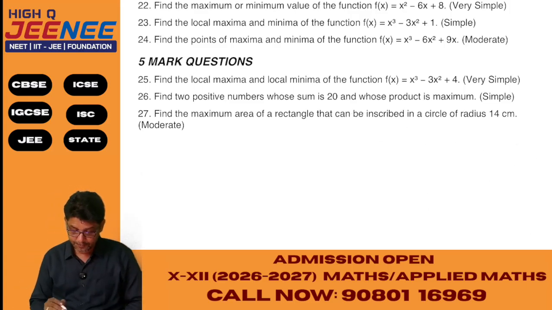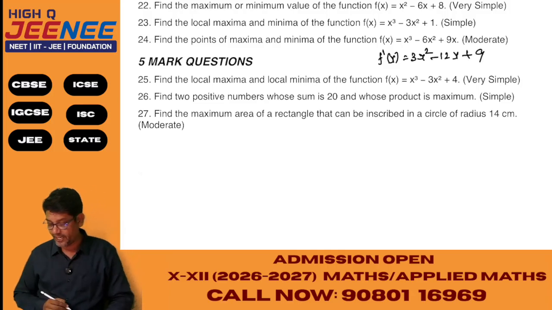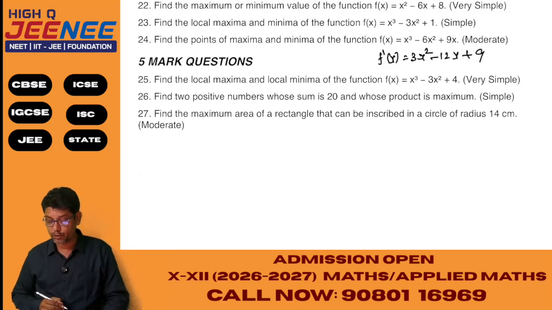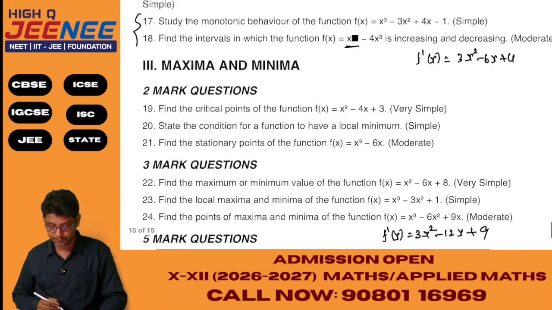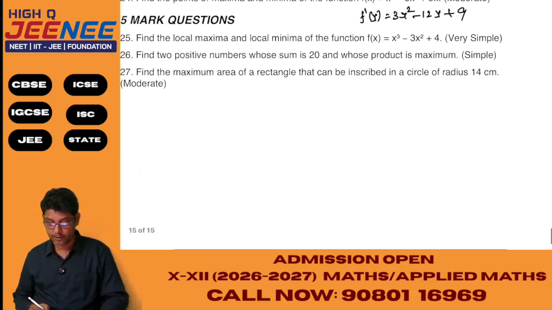Next, find the points of maxima and minima of the function f of x is equal to x cube minus 6x square plus 9x. F dash of x first. Are you getting 3x square minus 12x plus 9?